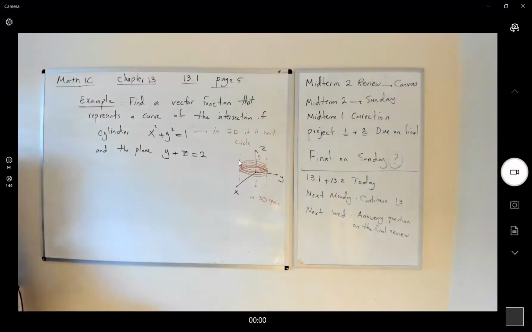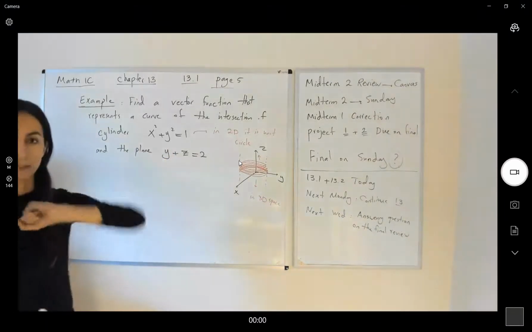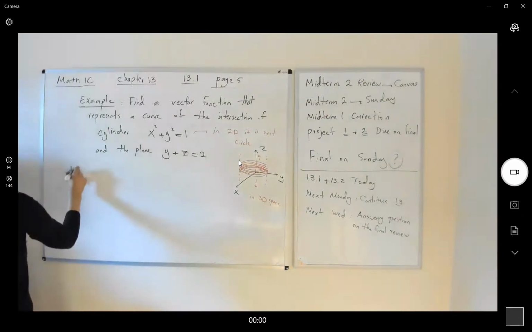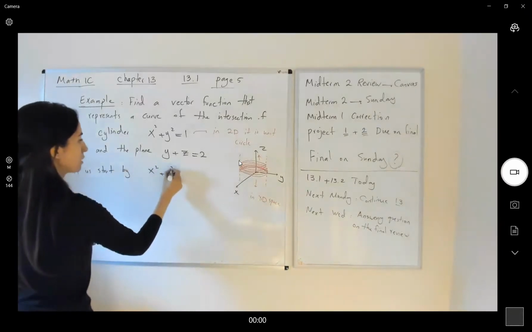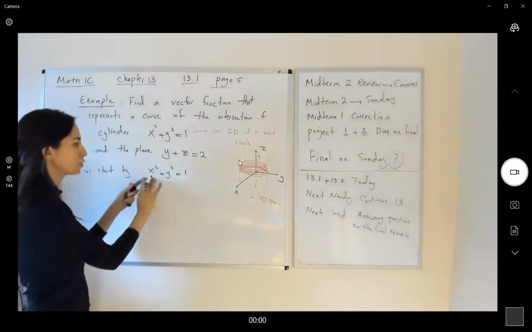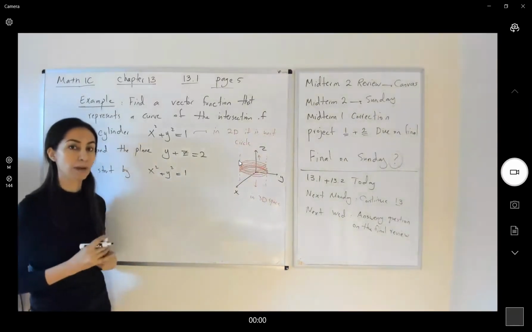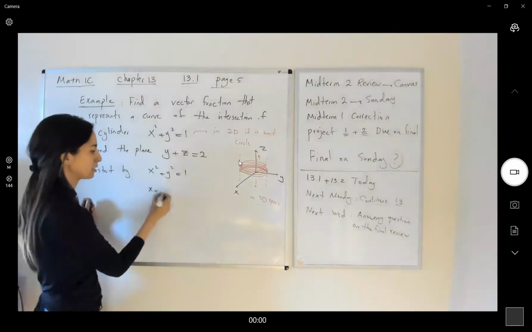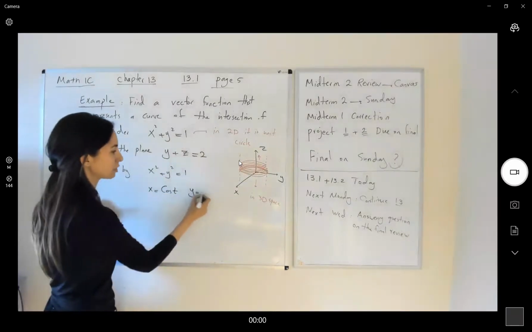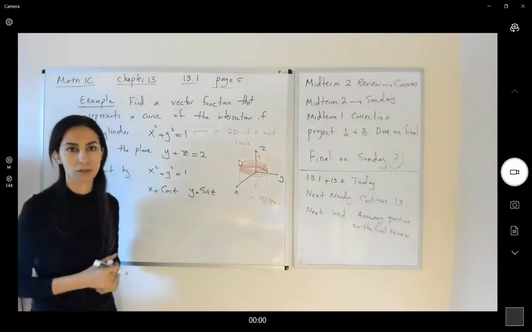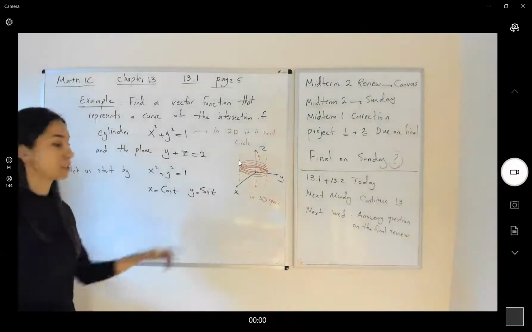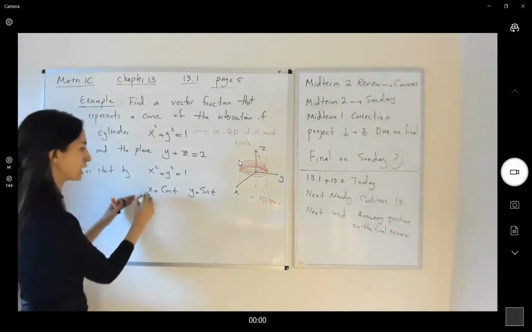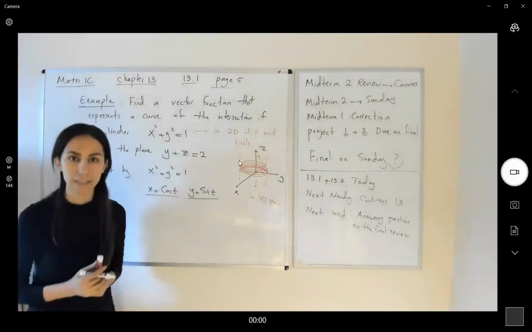Okay, so what I'm going to do, I'm going to take my cylinder. Let us start with x squared plus y squared equals 1. I know how to write this using a parameter. x can be written as, for example, cosine t. y can be written as sine t. Of course, parametric equation. Or you can just take x equals sine t, y equals cosine t. So you know that x is cosine and y is sine.